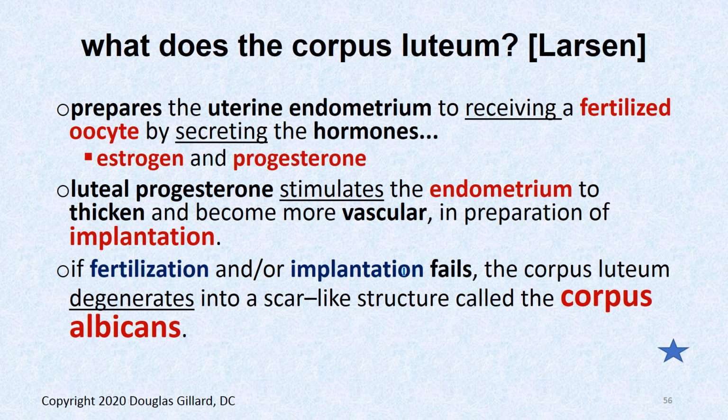It's going to assume a pregnancy occurs, and it's going to release estrogen and progesterone, and luteal progesterone will stimulate the endometrium to become thick and vascular and get ready for the impregnated oocyte, which is heading its way, hopefully. If fertilization doesn't occur, then the corpus luteum degenerates into scar-like tissue, and that has a name. It's called the corpus albicans. Corpus albicans.